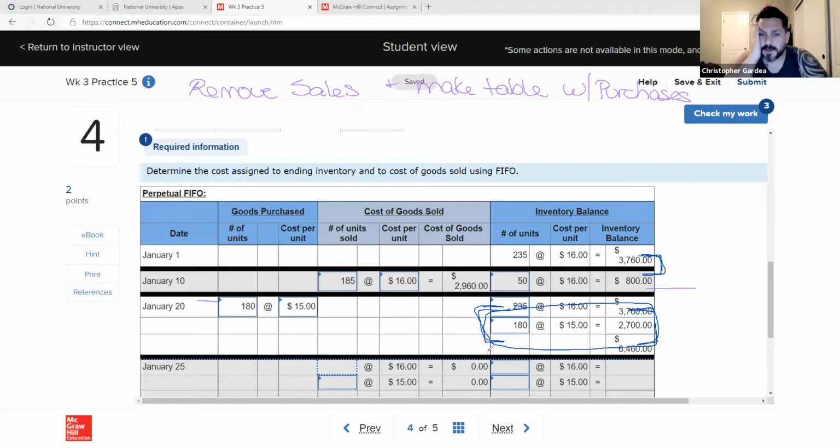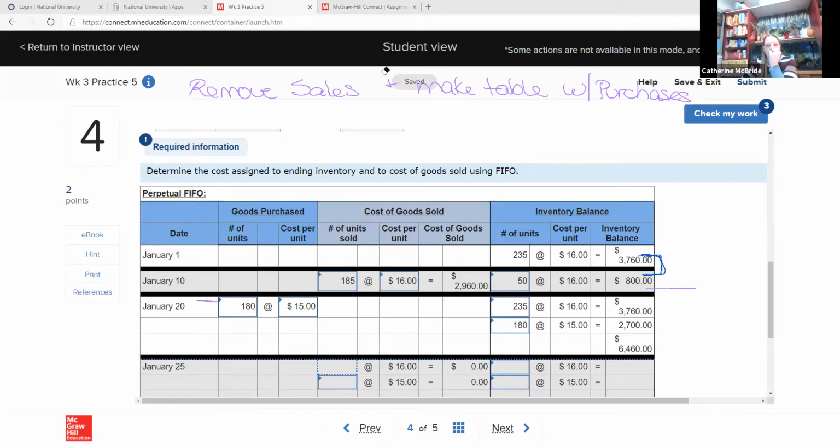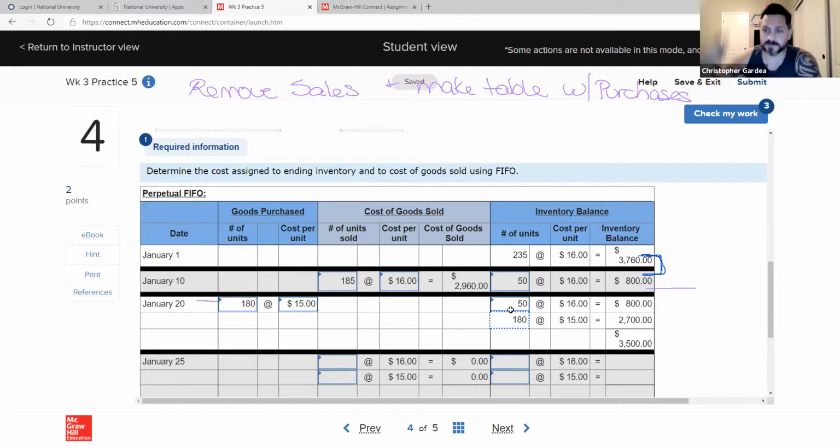I'm sorry, I have a question. If we had 235 on January 1st, we've reduced it by 185, giving us a remaining inventory of 50. Then we purchased another 180. Oh, you're right. That should be 230 left over. So 50 at $16, 180 at 15, giving us 230 total items, right? Yep, you're right. All right, so this is our layer.